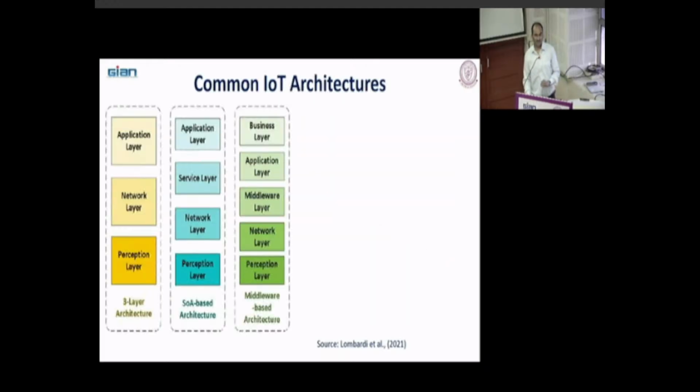So, common IoT architectures. You can see here 3 examples. First one is the 3-layer architecture. Second one is the SOA based architecture, and then the middleware based architecture. So what is this 3-layer architecture? We will talk about that one first. Your first layer, perception layer. What is that perception layer? Any idea? Perception layer means your physical layer, where you sense and collect the data from the physical devices. That's your perception.